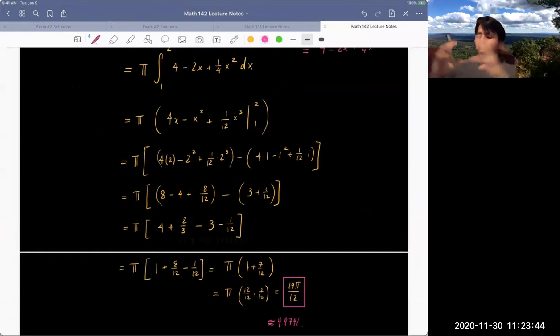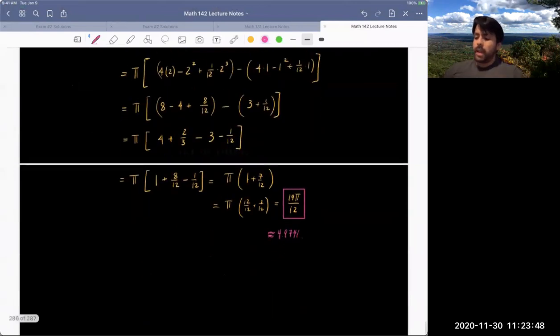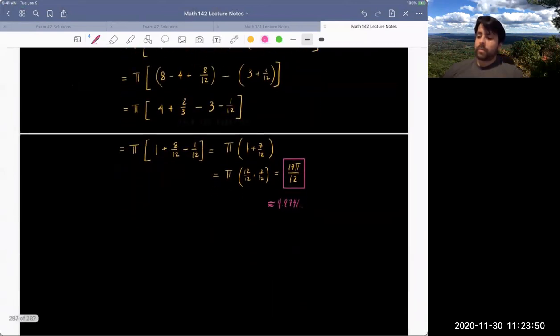But again, the idea is what I want to stress. I want to see if you guys understand the big idea. So what is the big idea? The big idea is that I can figure out the volume of a solid revolved around an axis by finding what?